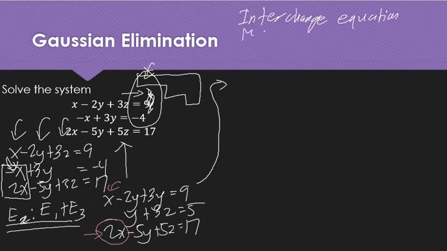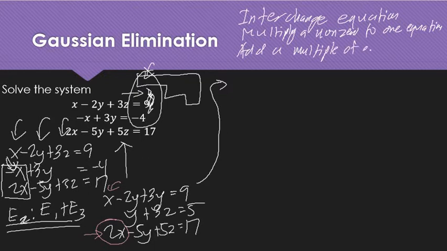We can only multiply a non-zero number to one equation, or add a multiple of an equation to another equation. These are only the three things that we can do in our system.